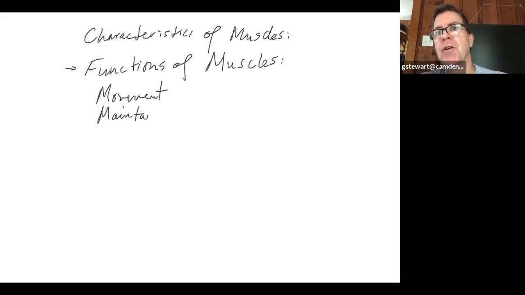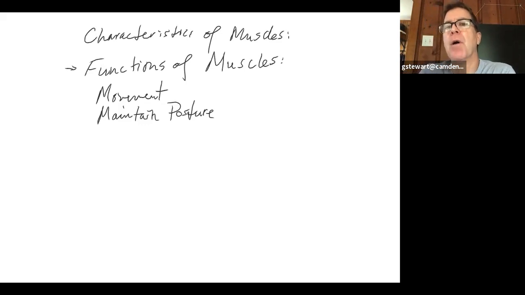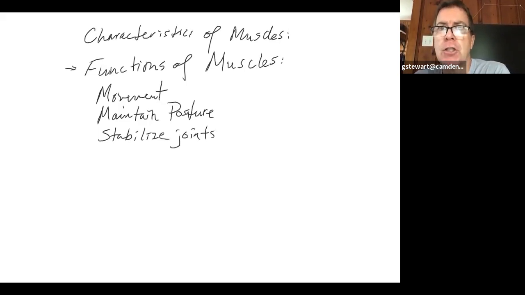Maintenance of posture. So the whole reason you can, I assume you're sitting in a chair right now, so am I, the whole reason that we can sit up is the tonicity of our muscles, the contractile state, and then pulling on bones to allow us to sit up straight or stand up straight. They also stabilize joints. One of the last things I said in the joint lecture is that the strength of a particular joint, specifically synovial joints, are largely influenced by the muscle tone around those joints.